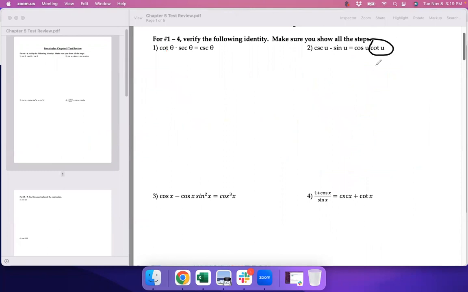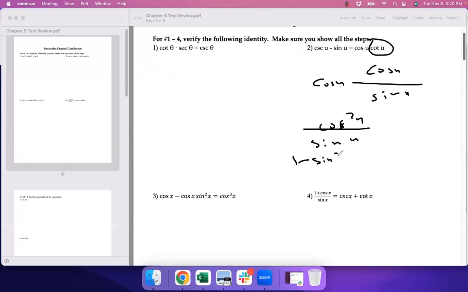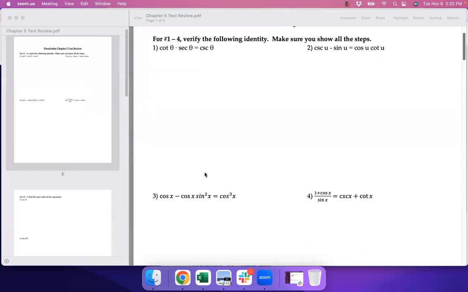Again, by converting this to cosine over sine. And then you have cosine squared over sine u. And you have 1 minus sine squared u over sine u. And then you could break apart that fraction as 1 over sine u. Okay, now I just wind up doing the alternative way I just did. And then you wind up getting cosecant and sine. Okay, we'll keep on moving.